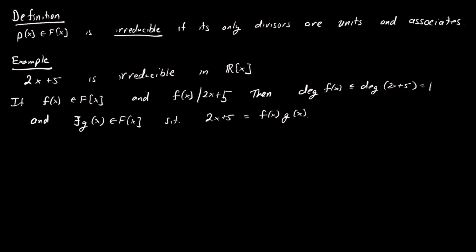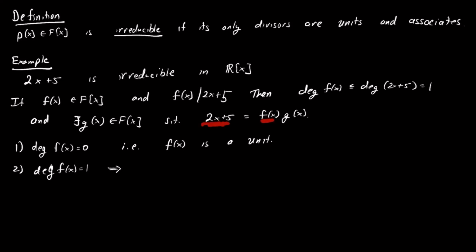So what are my possibilities? My possibilities are 1, the degree of f of x is equal to 0. In other words, f of x is a non-zero constant, so f of x is a unit. And 2, the other possibility is that the degree of f of x is equal to 1. But then if I look at this equation, if the degree of f of x is 1, and I have a degree 1 polynomial on this side, that means that the degree of g of x must be 0. So this implies that g of x is a unit.